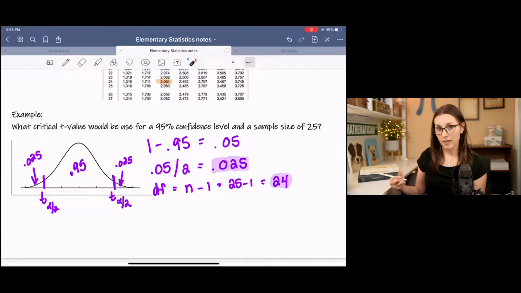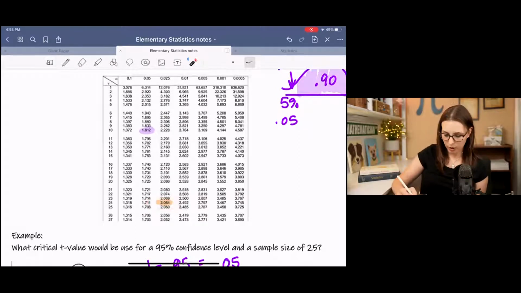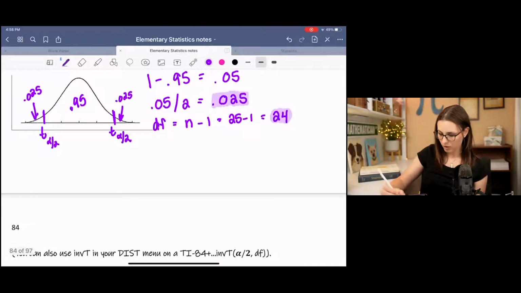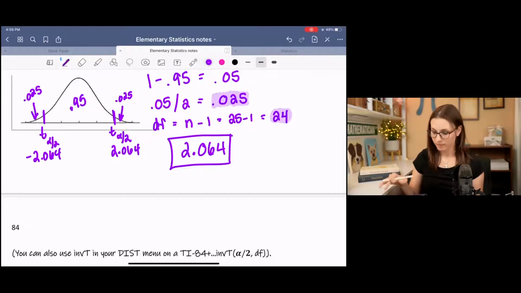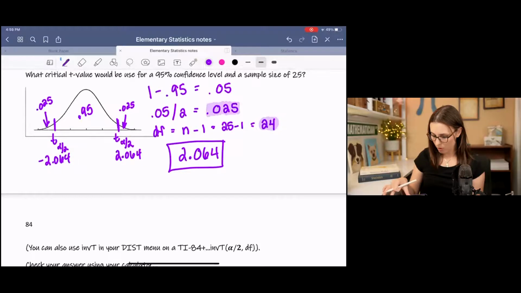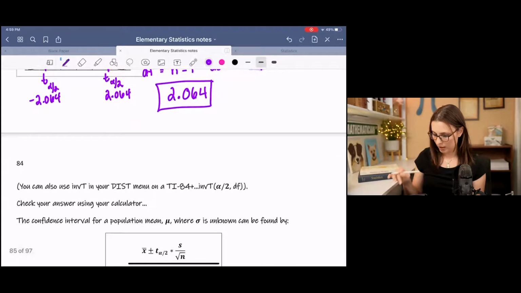And in order to find that, we need the degrees of freedom based on the sample size. So we go up to our table, we locate 0.025, we locate 24, and we get a critical t value of 2.064. And then that would be negative over here, positive over here. And that's it. That's all you're looking for, which is going to help us do confidence intervals. So that'll come into play in a second.